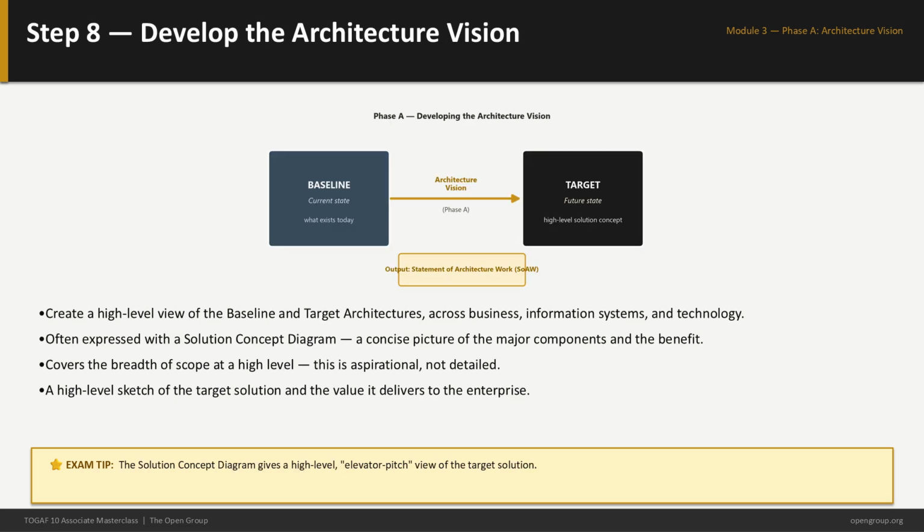Step 8 is the heart of the phase, developing the architecture vision itself. Here you create a high-level view of both the baseline and the target architectures, spanning business, information systems, and technology. A common and very practical way to express it is the solution concept diagram, shown on screen, a concise picture of the major components of the solution and how it'll benefit the enterprise. Think of it as the architecture's elevator pitch. Crucially, the vision covers the full breadth of scope but only at a high level. It's aspirational, not detailed. The detail comes later. So when a question describes a high-level sketch of the target solution, that's your solution concept diagram, and it lives in Phase A.